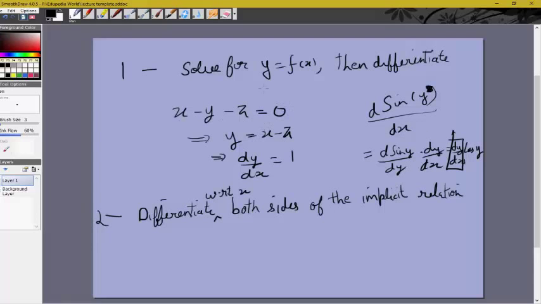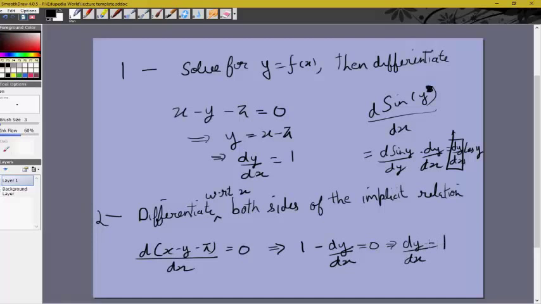If we did that in this equation, the RHS obviously would be 0, and we'll differentiate the LHS with respect to x. So we'll get d of x minus y minus pi by dx is equal to d of 0 by dx, which is 0. Now we'll differentiate this function: the derivative of x is 1, minus the derivative of y is dy by dx, and minus the derivative of pi is 0 because pi is a constant, so this is equal to 0, which gives me again dy by dx is equal to 1.